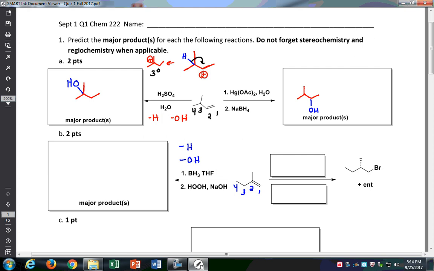But we will get our syn addition because our boron and our hydrogen add at the same time across the double bond, and then our OH eventually replaces the boron. Also, our BH3, our boron, is going to add in the least substituted position because BH2 takes up more room than just hydrogen. Again, review those in your review of reactions. When I have those up, I have the intermediates that specify regiochemistry and stereochemistry. So our alcohol is added to carbon 1.